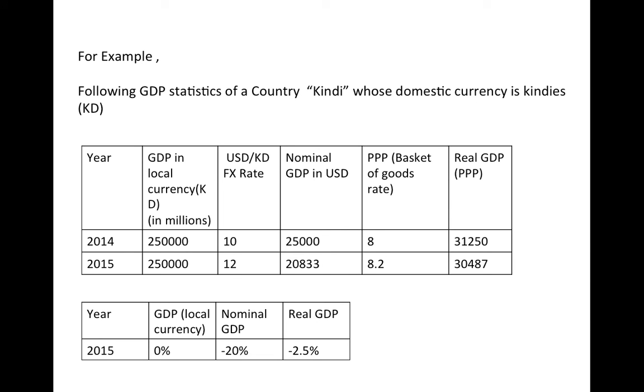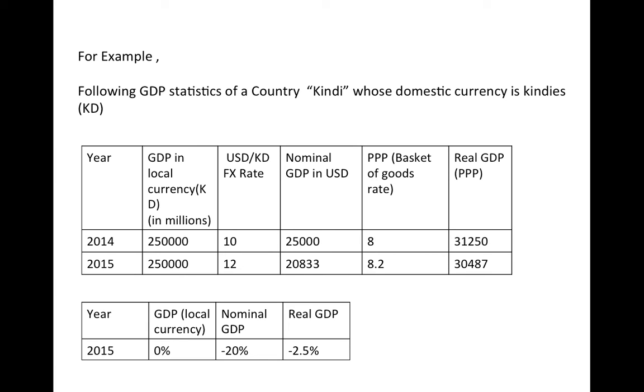See, for example, there is a country named Kindi whose domestic currency is the Kindi dollar. Have a look at the GDP statistics of 2014 and 2015. The GDP value in the local currency, the Kindi dollar, is the same in 2014 and 2015. But there is a change in the FX rate between USD and the Kindi dollar. Because of that, there is a change in nominal GDP as well. And as per the PPP, the values are 8.2 and 8, so there is only a little change in real GDP.